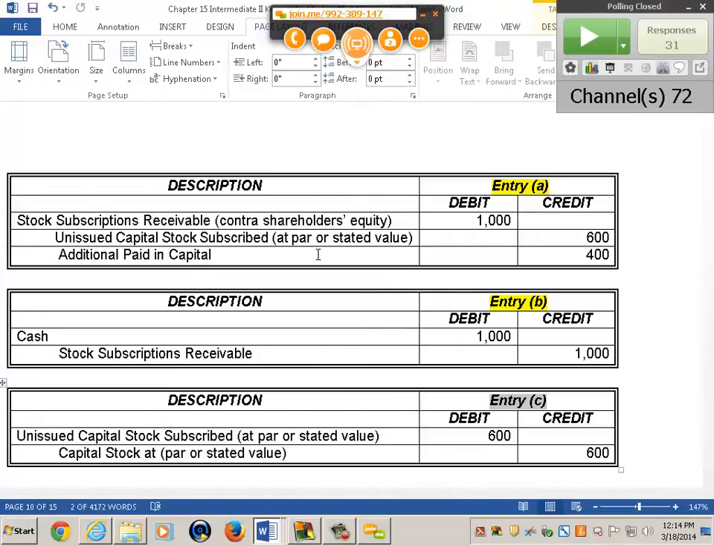So the net effect of this entire sequence, if you look at the entries and look at what zeroes out: the stock subscription receivable goes away, the unissued common stock subscribed account is gone, and the effect is to debit cash for 1,000, common stock or capital stock at par for 6, and additional paid in capital for 4. That would be the entry you would make if you didn't make the first entry, right? So to answer the question, if I don't make the entry, I disclose it, but then when I collect the cash, I would make the entry you see on the board. That's the only entry you'd have to make, because the net effect of all these transactions just washes out.